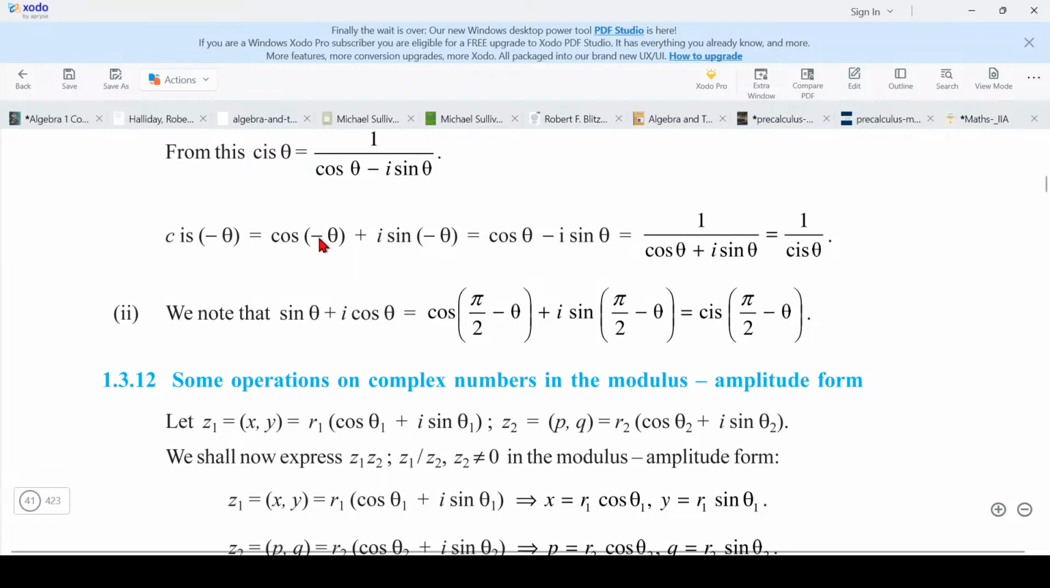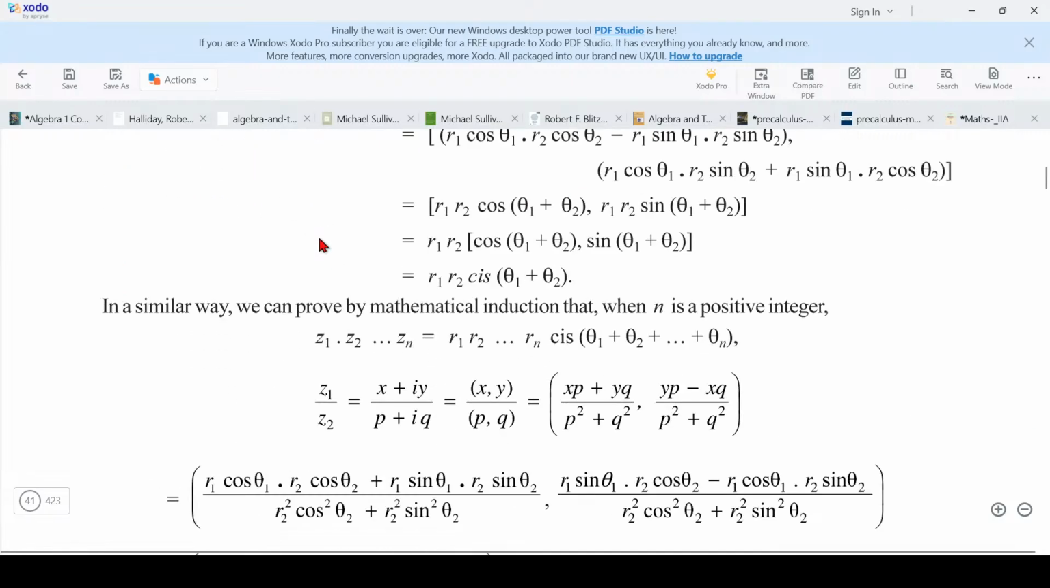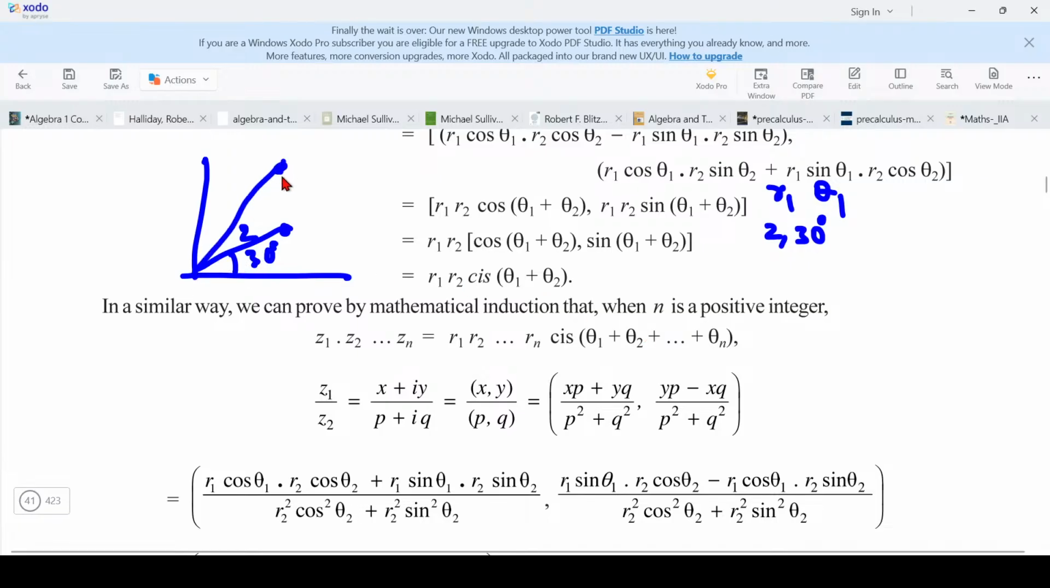Now just look at this. There is a complex number. Let's call this distance 2 and this angle 30 degrees, R1 and theta 1. Agreed? And let's say there is some other complex number, R2, whose length is 3 units and angle is 40 degrees. Okay?